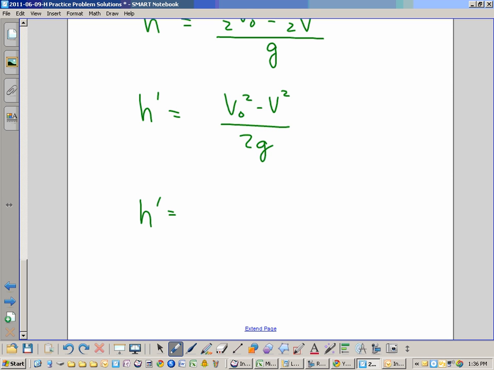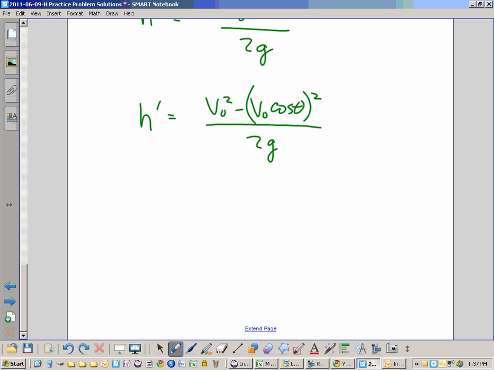H is, right. So the x component of our v0, because it retains that the whole time. So h prime is equal to v0 squared minus v0 cosine theta squared, all over 2g. There's going to be some fun math going on in here. Can you see it? Can you feel it coming? We're going to get 1 minus cosine squared. Get out of here.